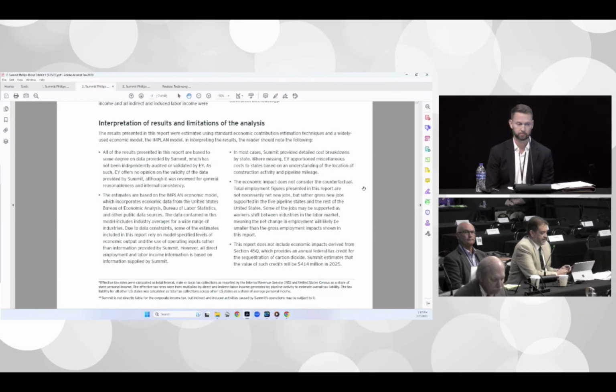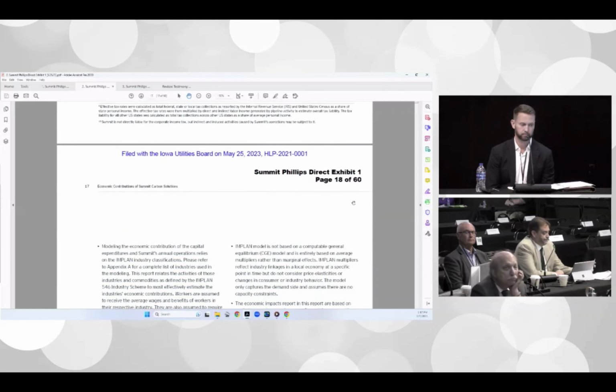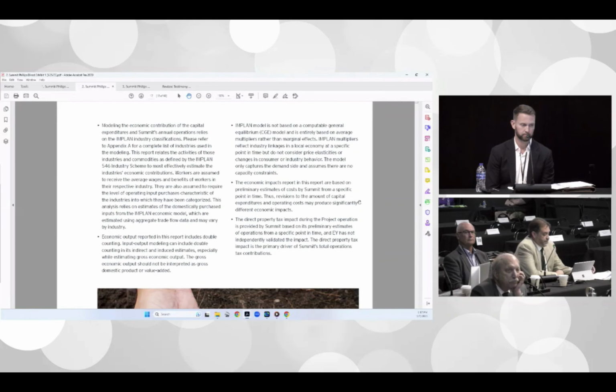On page 18 of the Exhibit 1, you say economic output reported in this report includes double counting. Why does the report double count economic output? Because by definition, total gross economic output, when you look at it including direct, indirect, and induced effects, includes double counting, right?